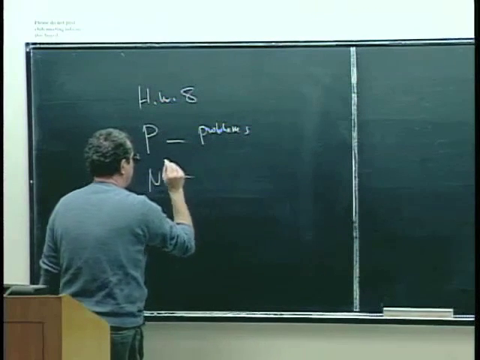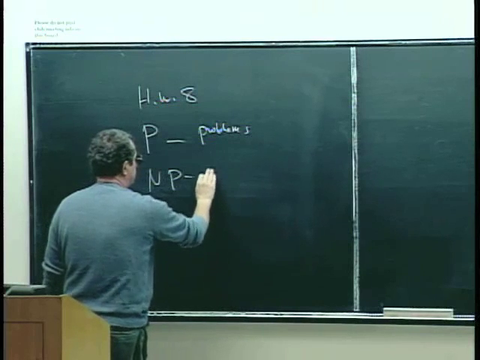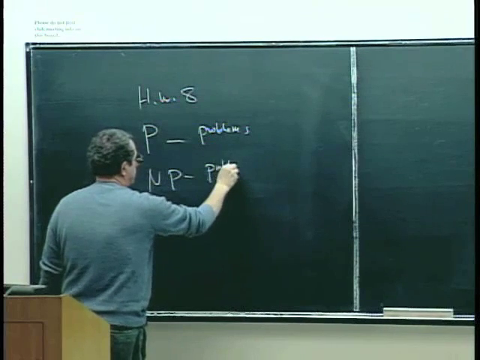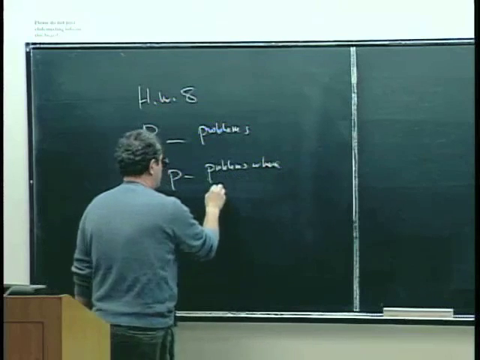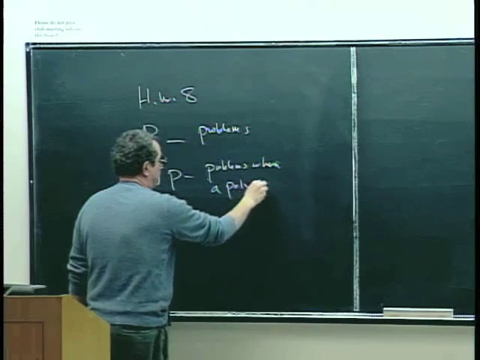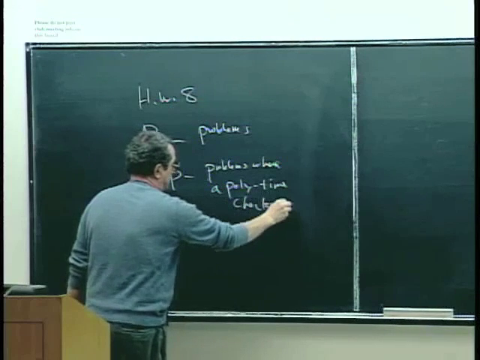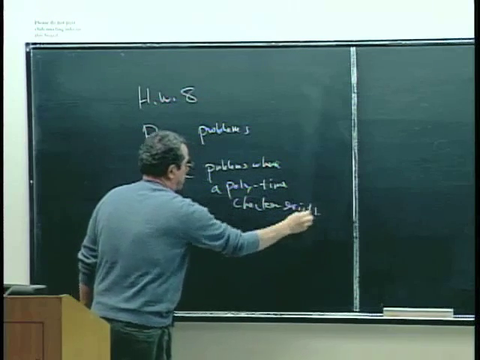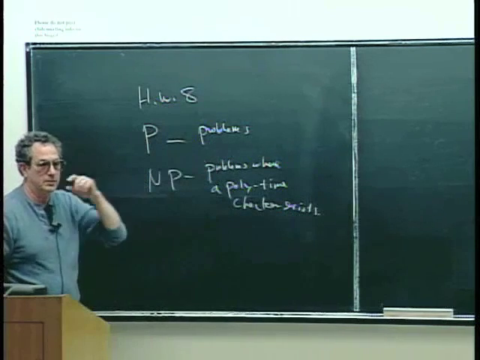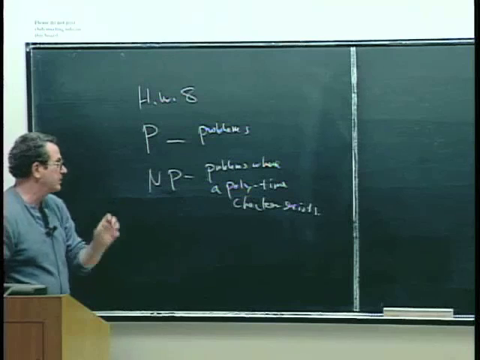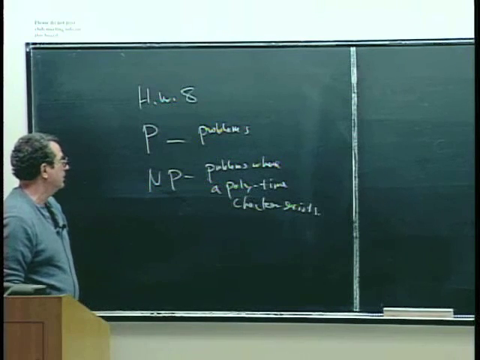And then informally, NP was decision problems where a polytime checker exists. But actually, neither of these definitions that we did last time, nor the examples we did last time, are formally correct. And so that's what I want to do today, to really make this formally correct.